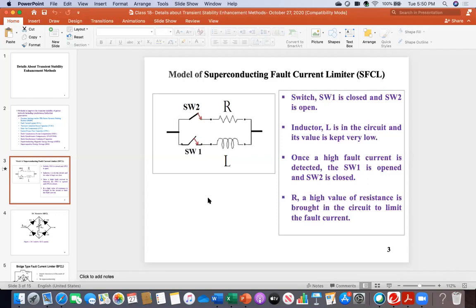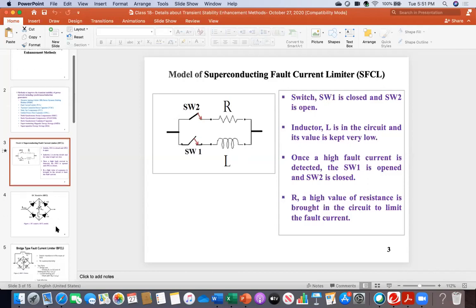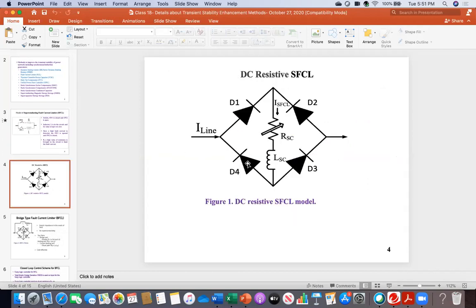Now, as I told you, there are two losses: you have to maintain superconductivity and there is some reactive loss, even though the value is very low for this inductor. To overcome that limitation, in recent days there are several improved versions. Everybody see, one of the versions is a DC resistive SFCL, a superconducting fault current limiter. Still there is a refrigerator, but in this structure you can eliminate that I square X loss, the reactive power loss.